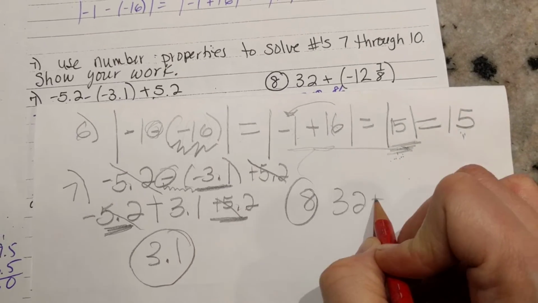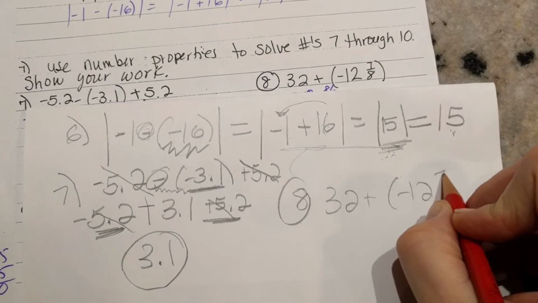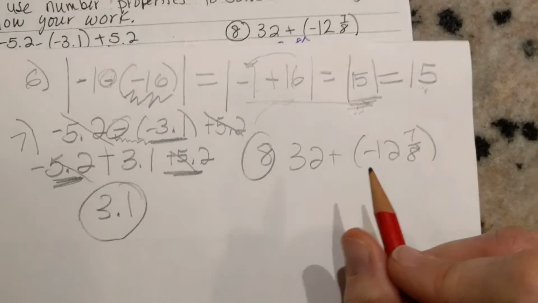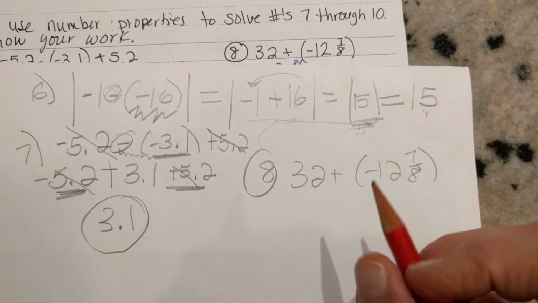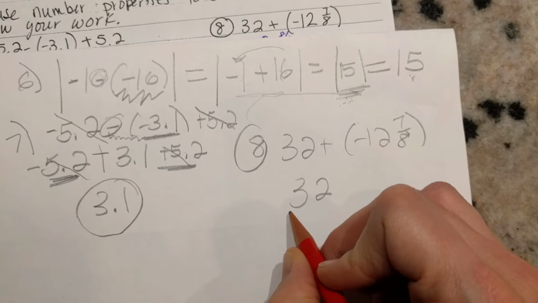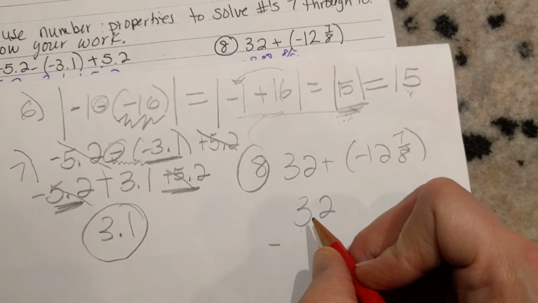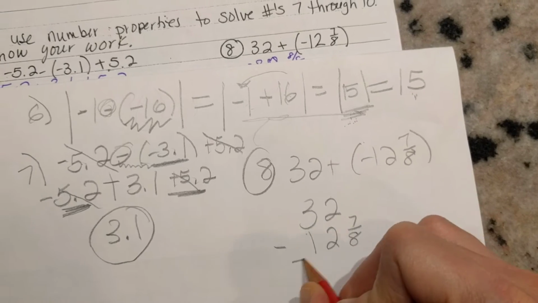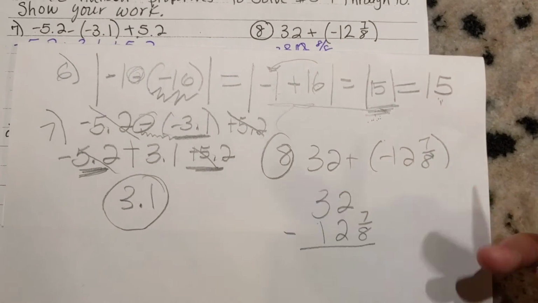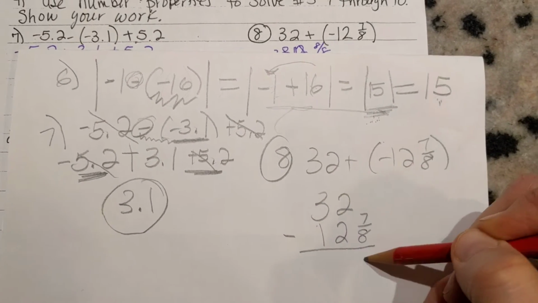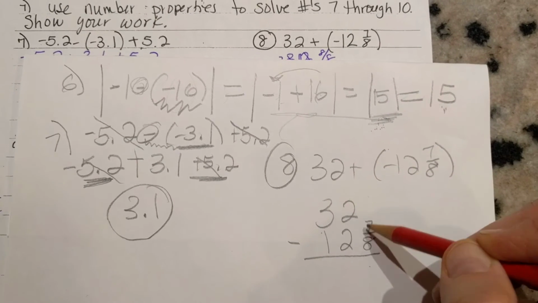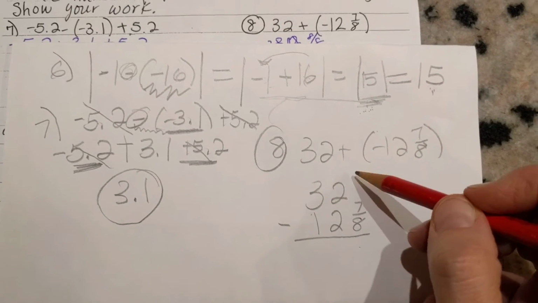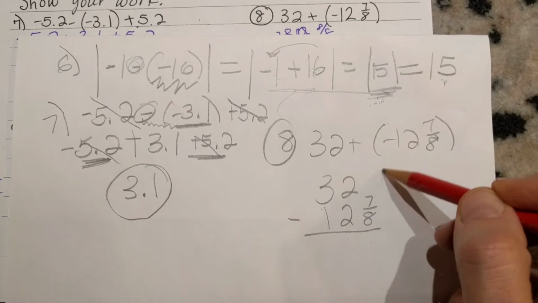We have 32 plus -12 and 7/8. Okay, since my signs are different, I have to subtract these. So in class, I taught you to take the larger absolute value, put that on top, and the smaller absolute value goes on the bottom. Okay, at this point in time, a lot of you just brought the 7/8 down. 0 minus 7/8 is not 7/8. You can't take 7/8 away from nothing.